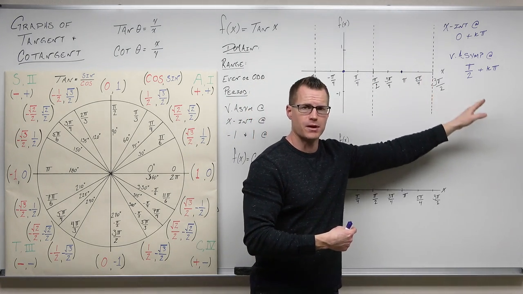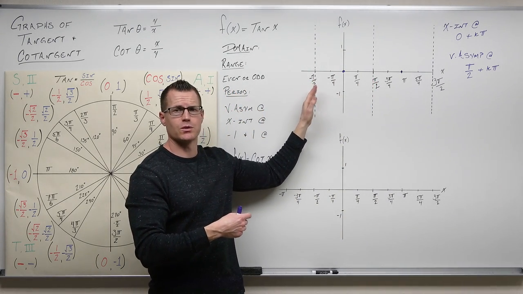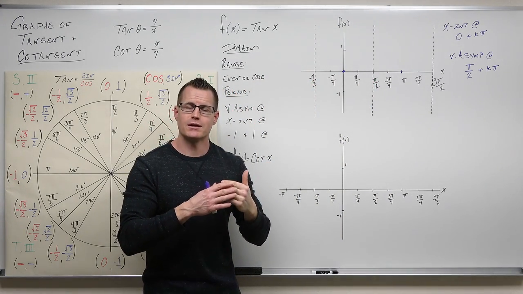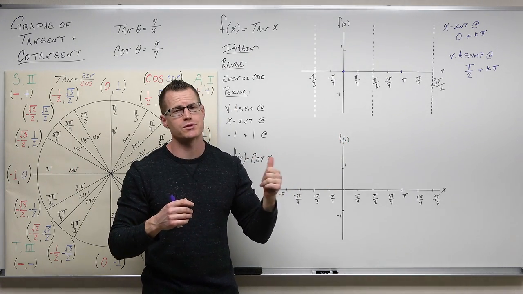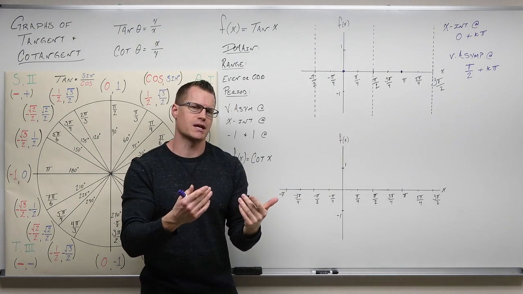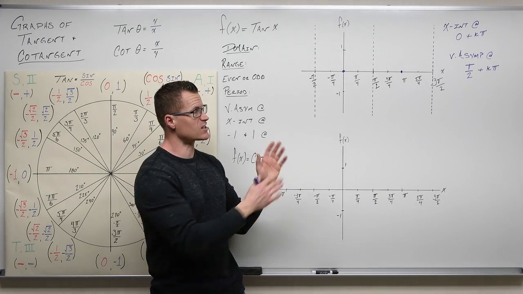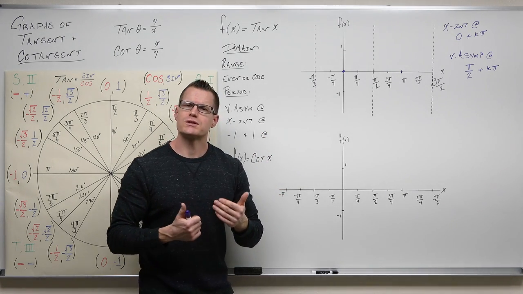Plus another pi would be 5 pi over 2. Minus pi would be negative pi over 2 or negative 3 pi over 2. And we can get a vertical asymptote on the entire x-axis every pi over 2 plus or minus k pi. Well, actually, plus k pi. K can be positive or negative integers, and that's why we write it that way. And this also creates a domain issue for us.